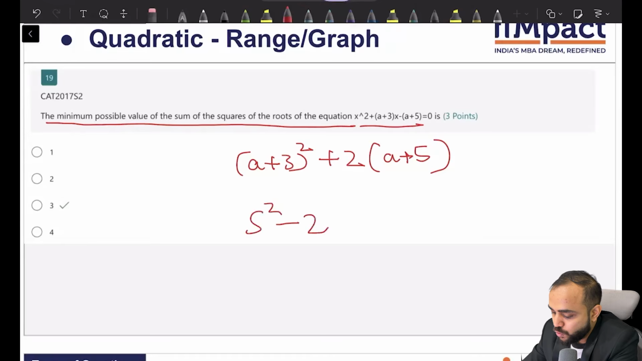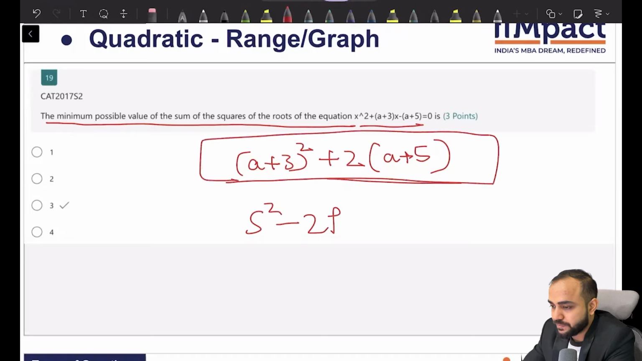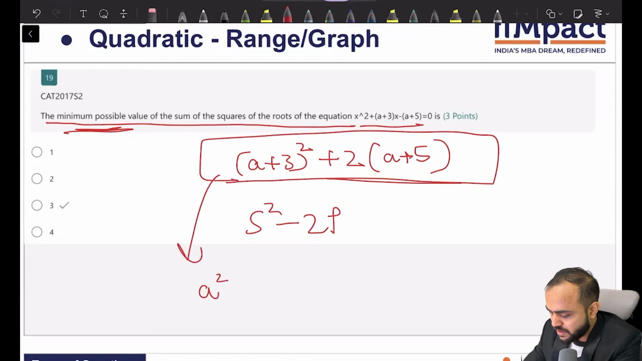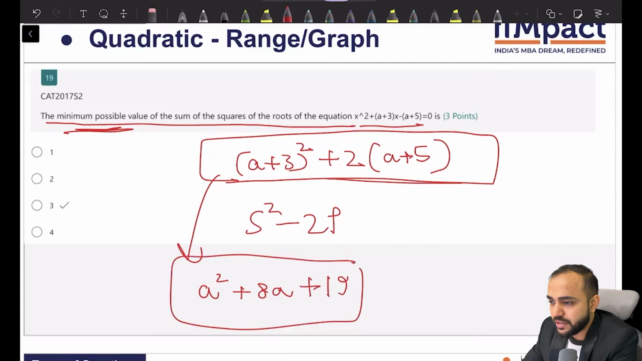Basically, s square minus 2p you will write. Correct. S is what? Minus of (a plus 3) by 2. So (a plus 3) whole square. What is product? It is minus (a plus 5). So this will become plus 2a plus 10. Is this a quadratic? Yes, this is a quadratic. This is a quadratic in a. They are asking you for the minimum possible value of this. A square will not cancel. This will become a quadratic in a. Let's just make it a square plus 6a plus 2a, that is 8a, plus 9 plus 10, that is 19. I think this is the quadratic that you will get, correct?